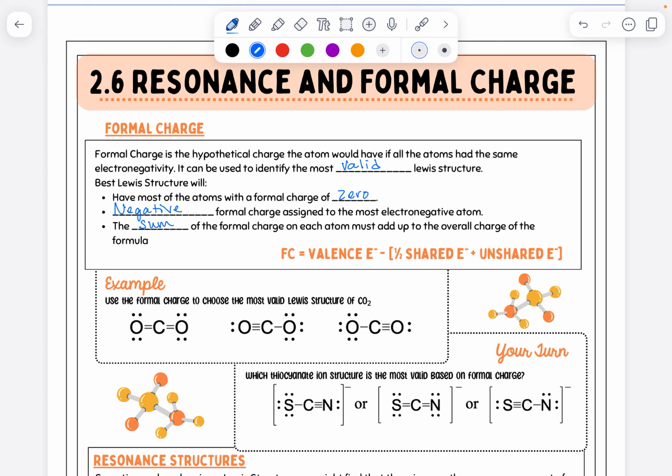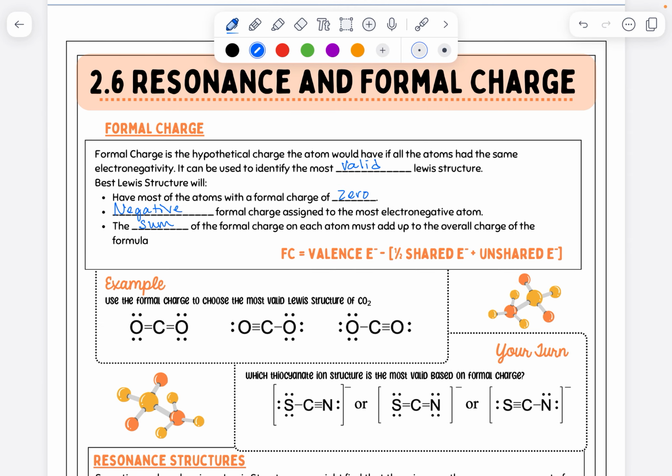So let's calculate the formal charge on these three atoms here. We have two possible structures of carbon dioxide, and we're going to determine which one is the valid structure. And again, we're looking for a formal charge of 0 on all the atoms, or if we don't have a 0, then if we come up with a negative, we want it on the most electronegative atom. So let's do the first one.